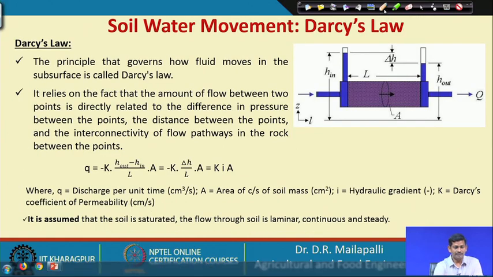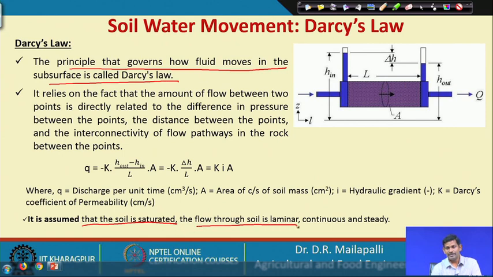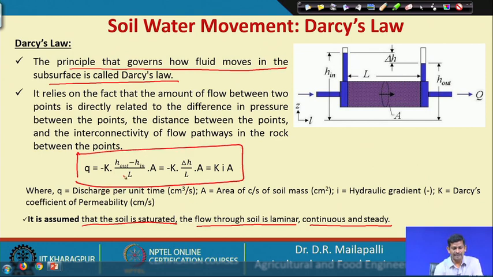And then Darcy's law clearly states the principle that governs how fluid moves in the subsurface. Mainly, what we are assuming in this case is that soil is saturated, and flow through soil is laminar, continuous and steady. Under this assumption, the equation is Q equal to minus K into H out minus H in by L into A, where you have a specimen of saturated soil media with cross-sectional area A, with an inlet and outlet, and you are collecting Q amount of water.